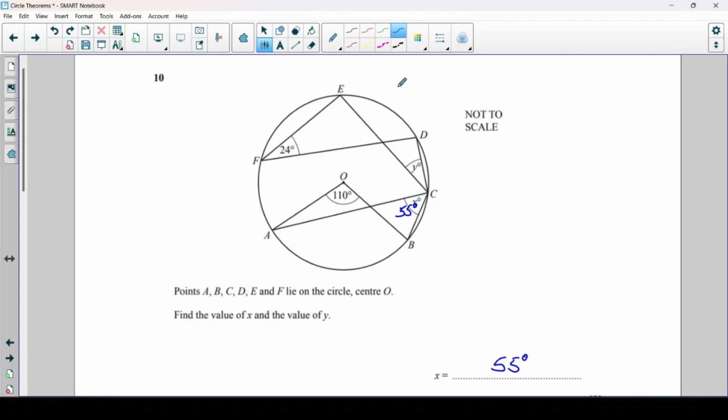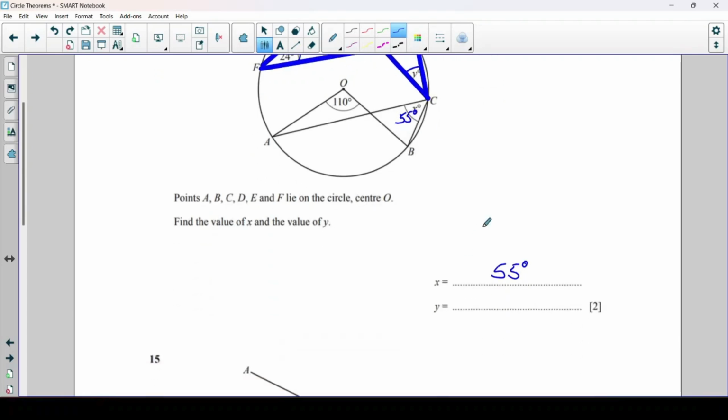Now for angle y, let's draw over y there. That's subtended by D and E. And this one over here is also subtended by D and E. And this time they are both at the circumference, okay? Both angles, the point of the angle is right on the edge of the circle. So angle y is equal to 24, they're equal. So y is 24.